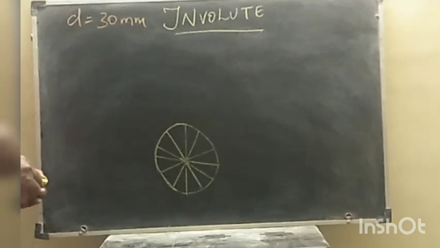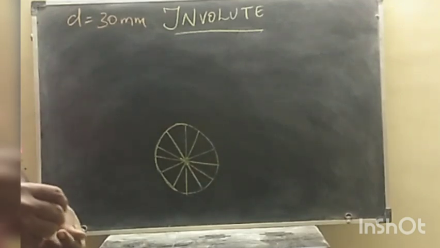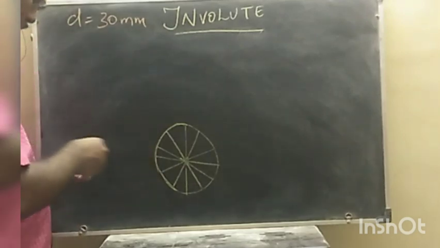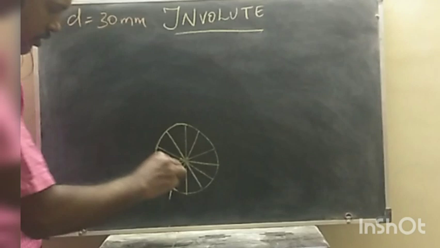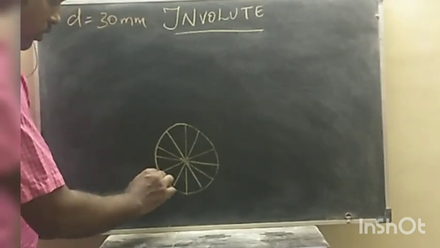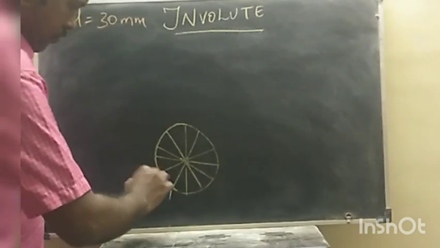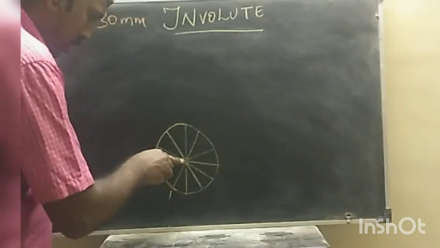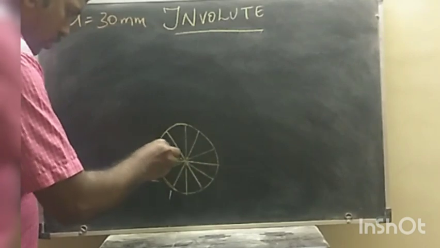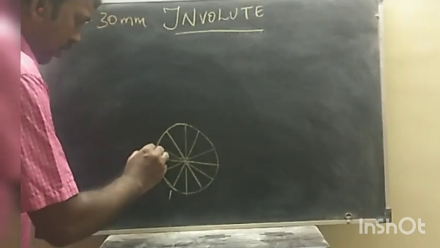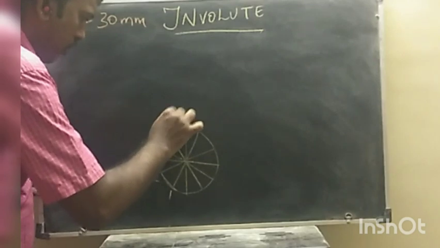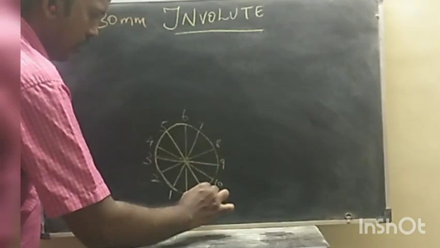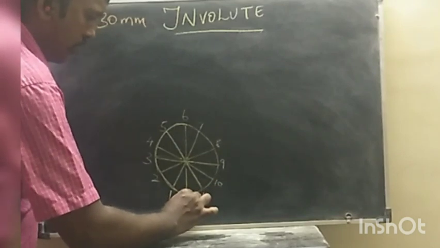Next step, I need to give the numbering. The numbering is very important. I am going to start the numbering from this point. This is point number 1, point number 2, and the straight line is the third point. Then 3, 4, 5, 6, 7, 8, 9, 10, 11, and the last one is the 12th point.